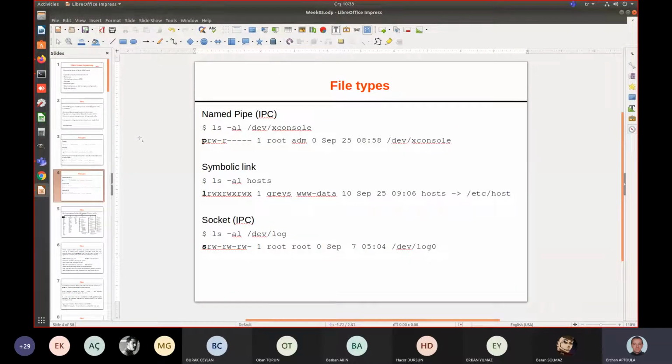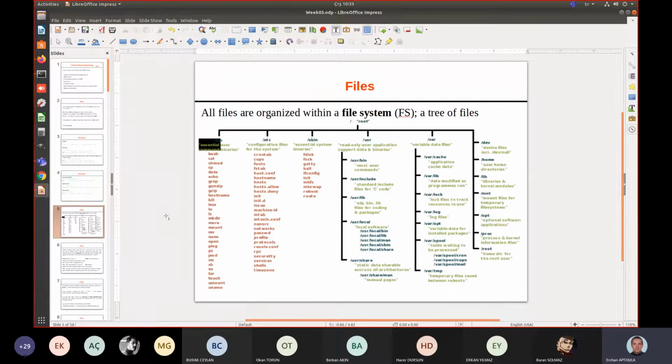Other types of files, well, of course, the pipes represented by p. We will talk about pipes during the week of inter-process communication. Symbolic links and sockets, also a piece of IPC, represented respectively by l and s. Now, all of these are files. All of them are files with different purposes. Now, we don't care about their purposes. What we care about is how to manipulate those files.